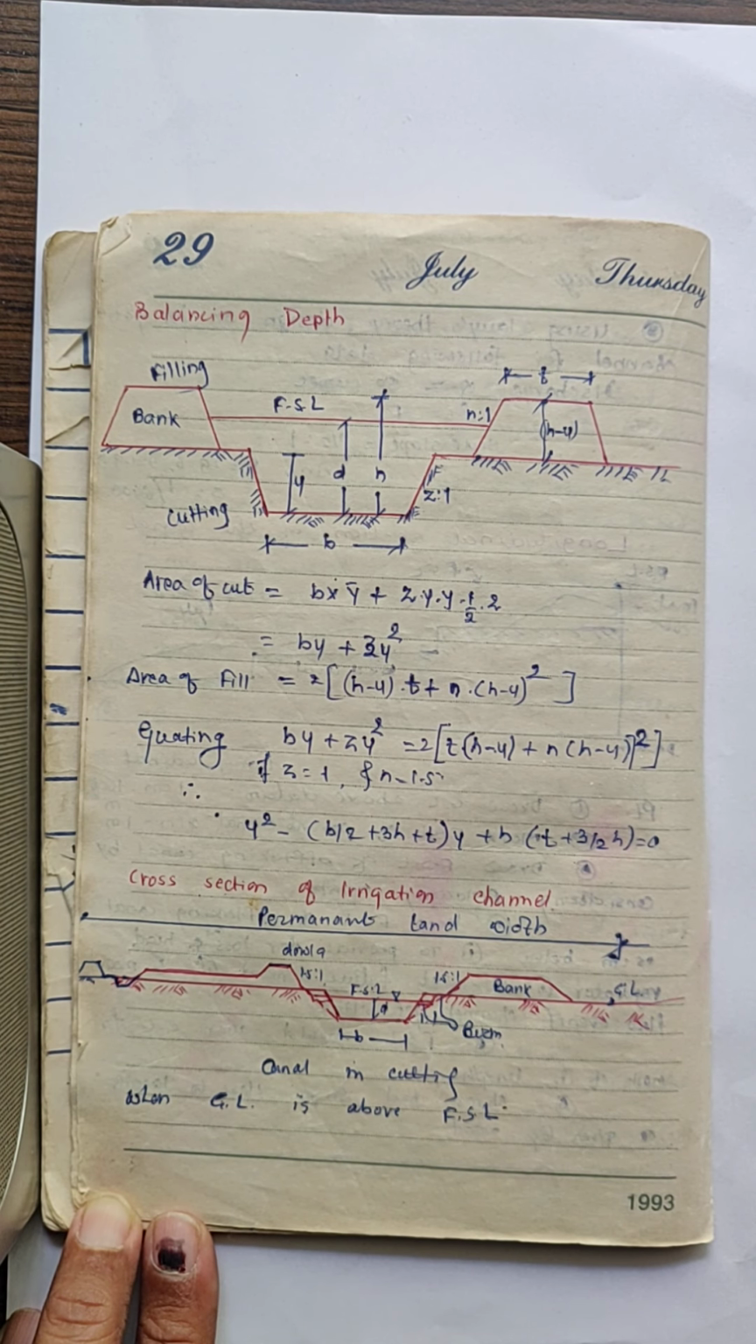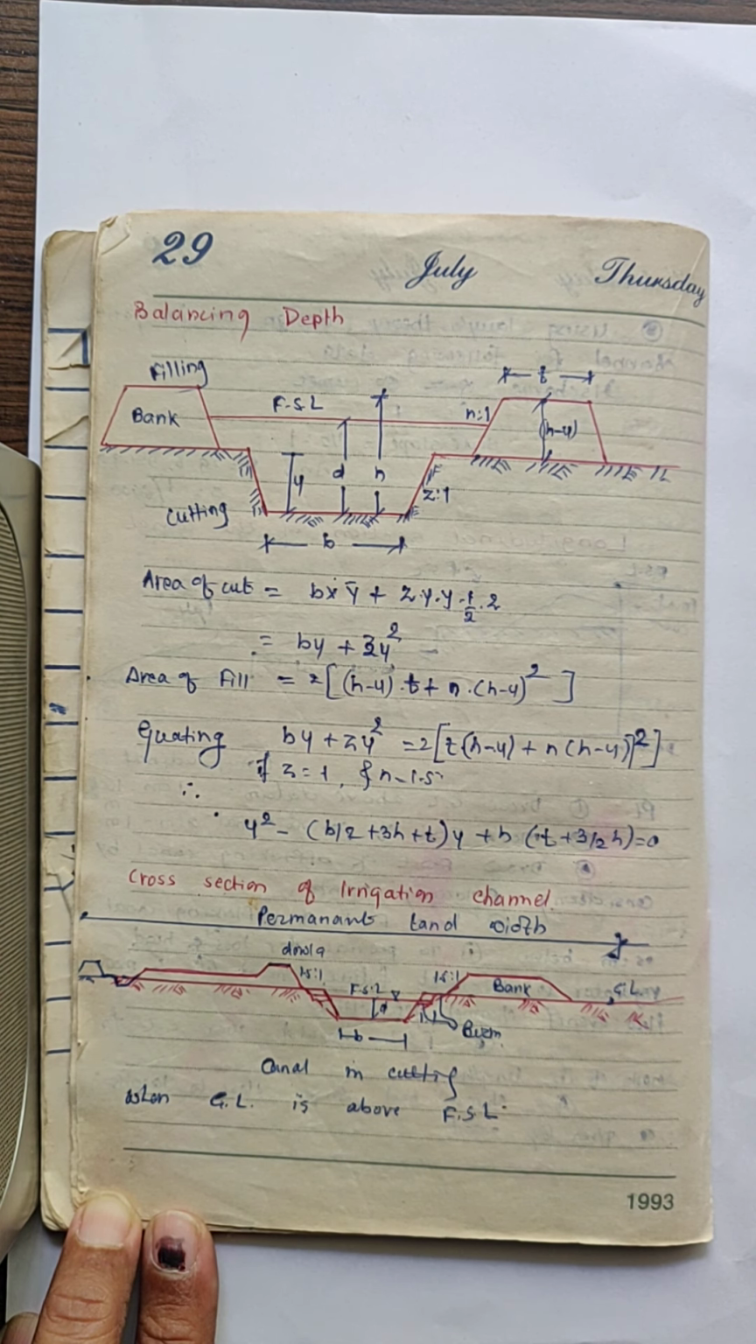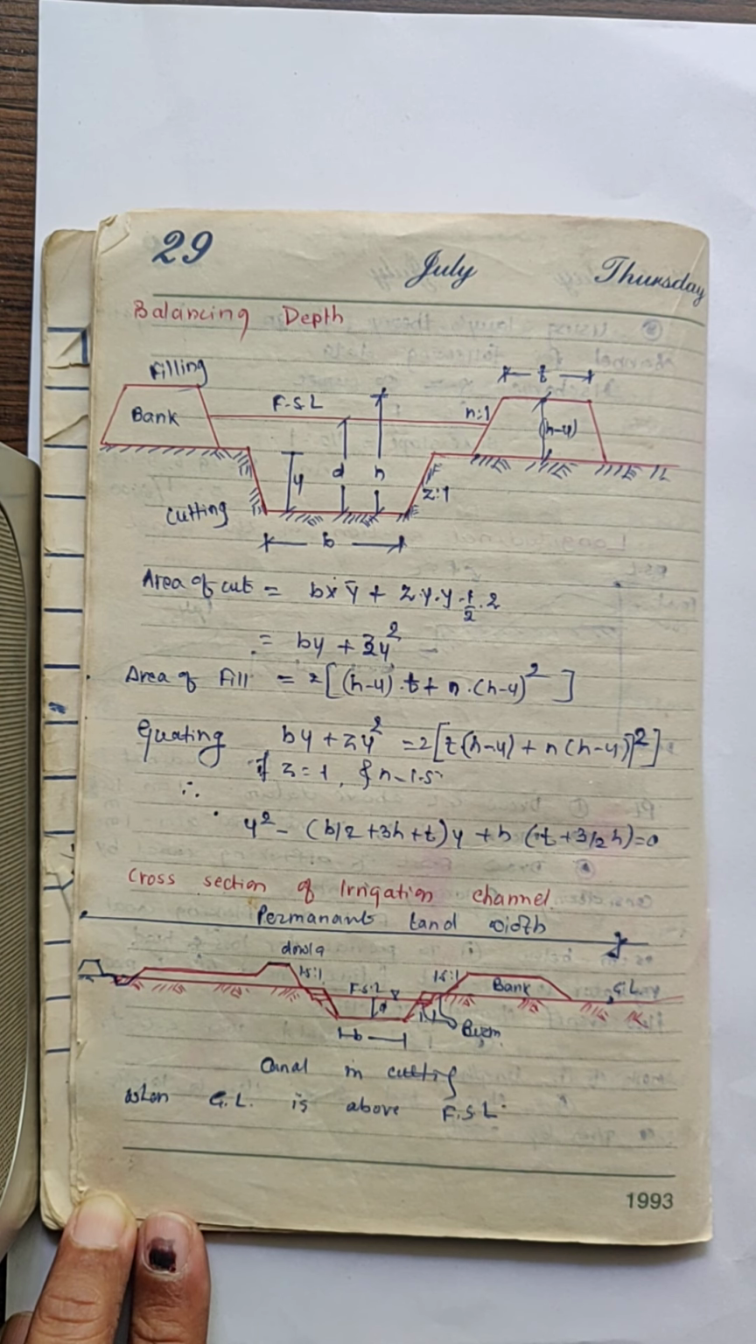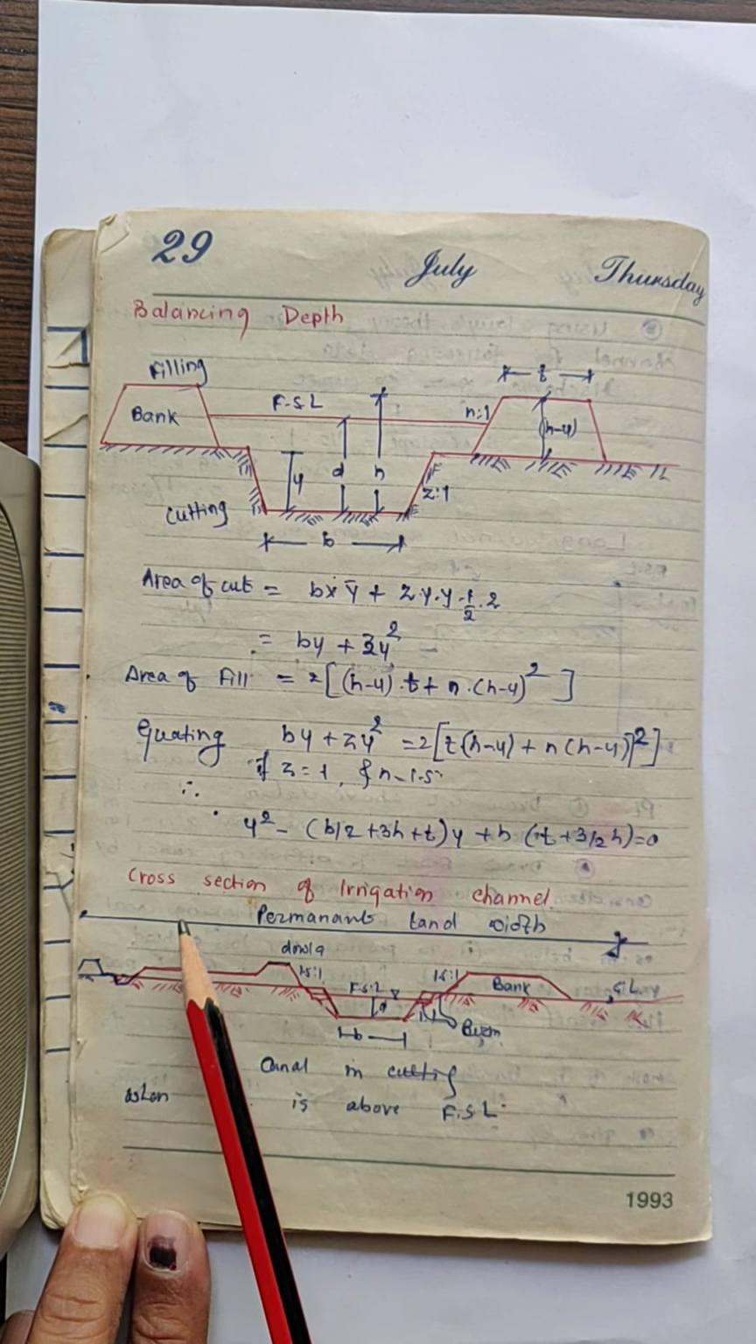Okay, dear friends, in this lecture we will see various cross sections of channels and balancing depth and details in case of cross section. Now, before balancing depth, we will first see the cross section of an irrigation channel.